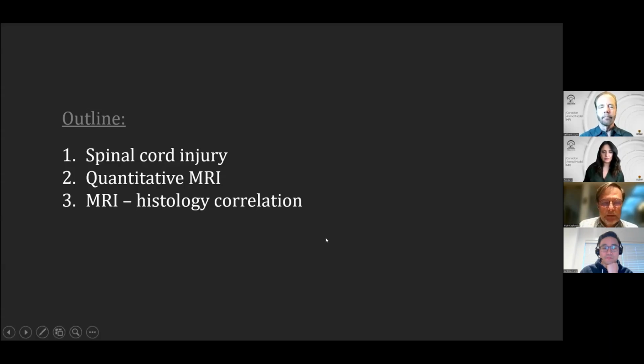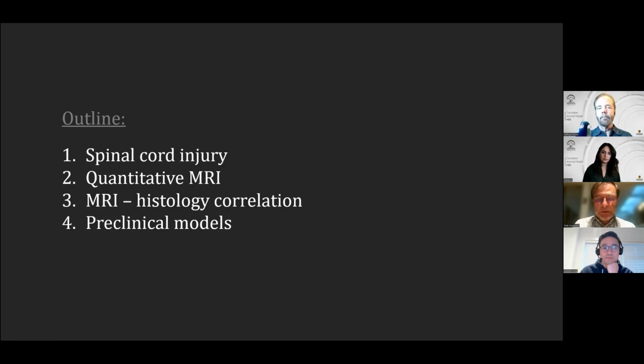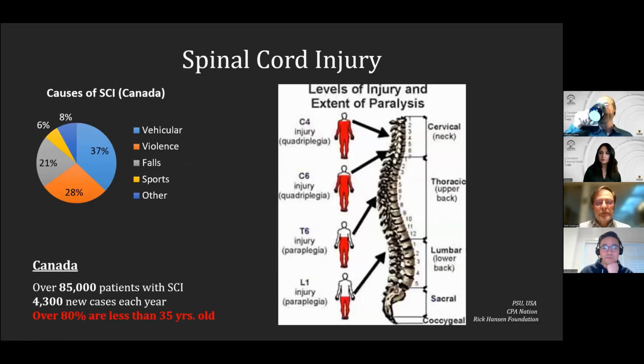Quantitative MRI, the histology correlation, and then finally I'll show some results from different preclinical models. So spinal cord injury is a very serious condition. It happens mostly in relatively young individuals, otherwise healthy, and it results in a devastating change of life that actually affects these different individuals.